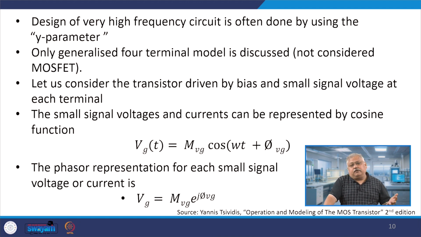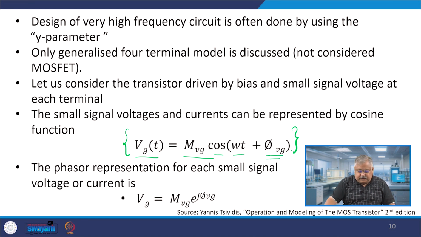We apply a DC bias and see how it works out. Most of the high frequency circuits often use Y parameters. So, how do you do it? Let us consider a transistor driven by a bias with a small signal voltage at each terminal. We can write down the small signal voltages and currents, where Vg of t, the time varying gate voltage, has a maximum value mVg, cos of omega t plus phi Vg.